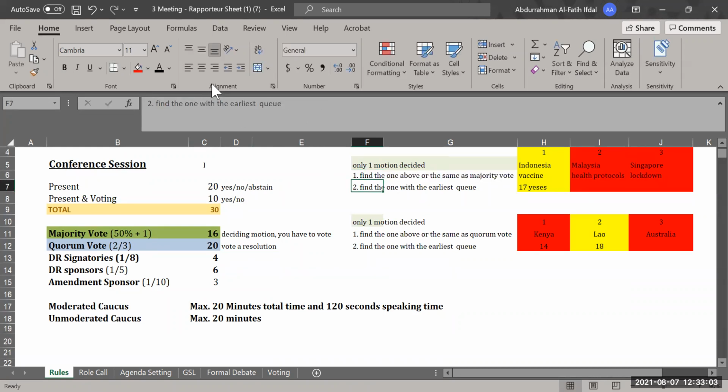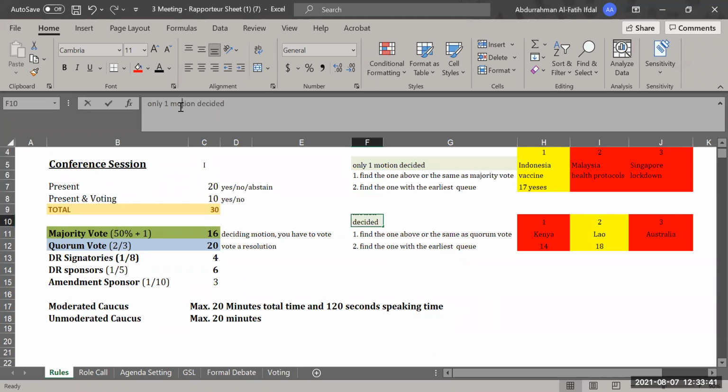Now, once you find the one above or the same as the quorum vote, you have to find the one with the earliest queue, right? Find a country that does not have another country succeeding or subsequently staying in front of them when it comes to fulfilling the requirements. Make sure that no country before our country already fulfills all the requirements. Okay, so that's the exact same regulation, the exact same rules for us to decide the draft resolution.